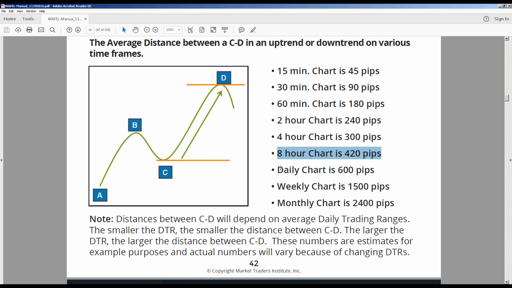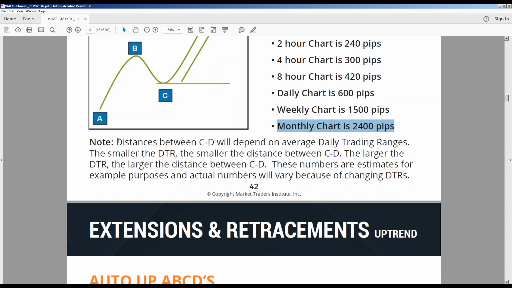On an 8-hour chart, it's 420 pips. On a daily chart, it's 600 pips. On a weekly chart, it's 1,500 pips. And on a monthly chart, it's 2,400. The distances between the C to the D will depend on average daily trading ranges. The smaller the daily trading range, the smaller the distance between the C to the D.